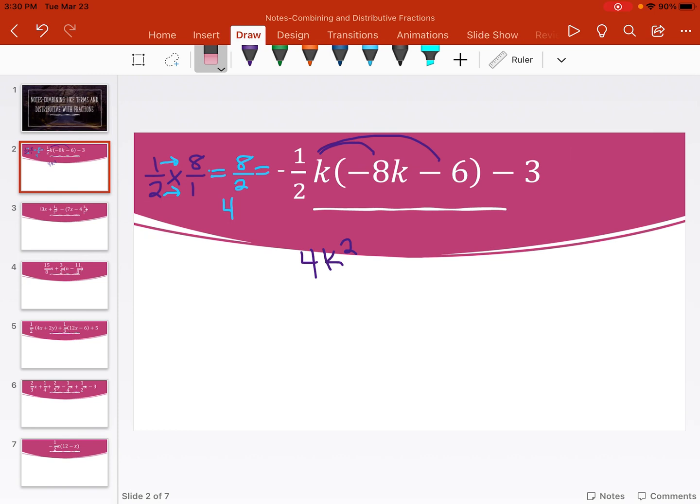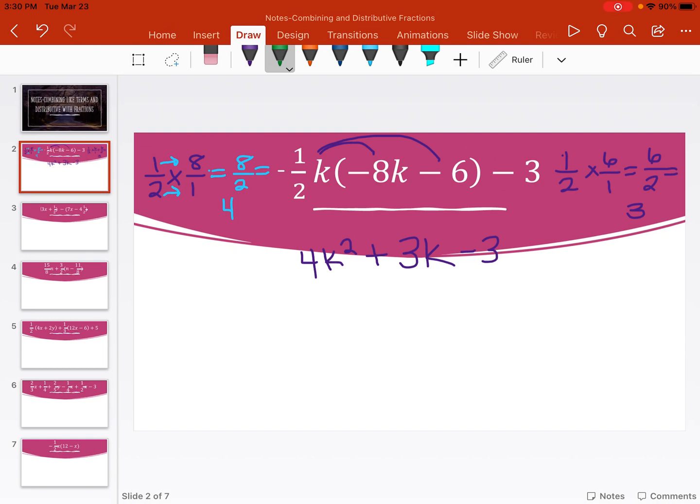And then we're distributing to that -6 as well. Remember, this is a -6. If I boxed that term, it's a -6. So I'm going to do 1/2 times 6 over 1, which is 6 over 2, and that simplifies to 3. So a negative times a negative again makes this a positive 3, and we have to keep that k. And then I'm also going to bring down this -3.